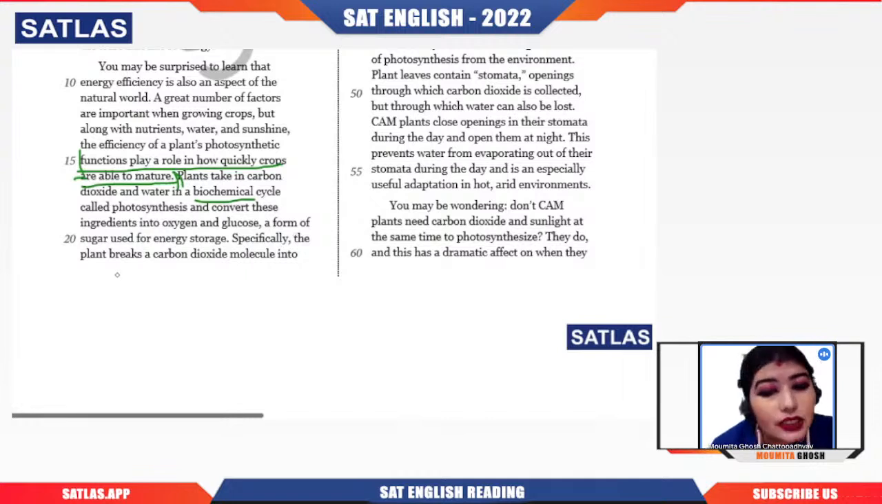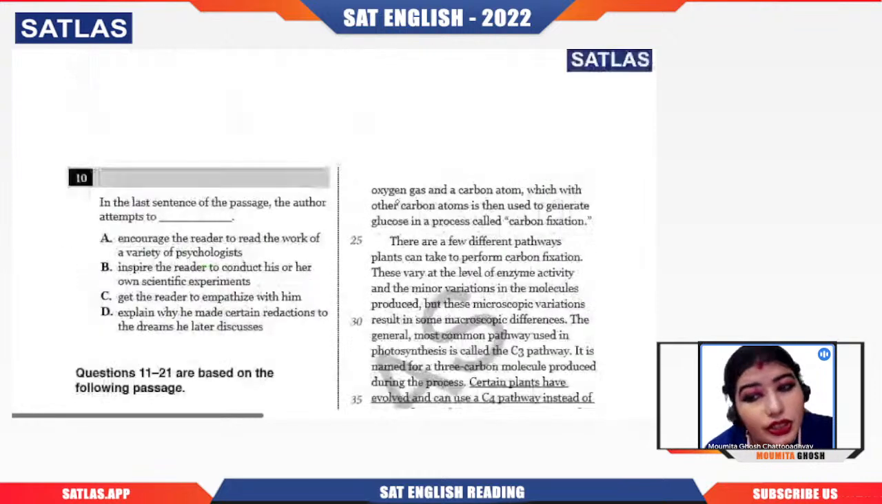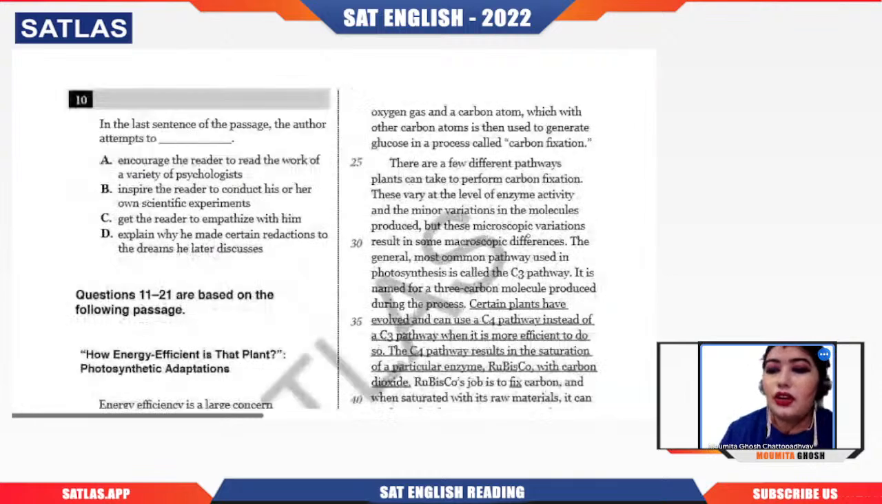Specifically, the plant breaks a carbon dioxide molecule into oxygen gas and a carbon atom, which with other carbon atoms is then used to generate glucose in a process called carbon fixation. So here it is a very important part. What do you mean by here?